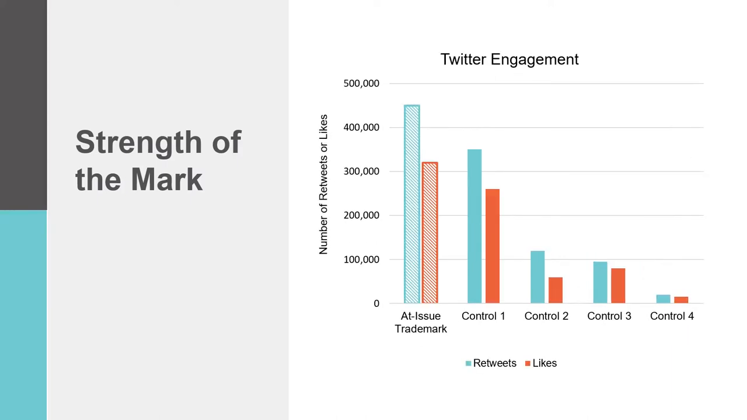While the last graph counted the total number of mentions written by many users, this graph is a measure of engagement, or the number of times users interacted with posts authored by the plaintiff and the control brands. The data show that posts authored by the plaintiff generated more engagement, as measured by retweets and likes, than posts authored by the control brands. Taken together, these analyses provide a measure of brand strength for the plaintiff's brand. Interestingly, the courts have come to expect this kind of evidence in analysis of the strength of the mark.